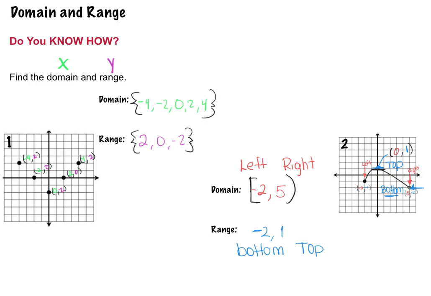Because the 5, -2 was an open circle, -2 gets a parentheses. Because the top, there is no open circle, it gets a bracket. So now I found my domain and range.